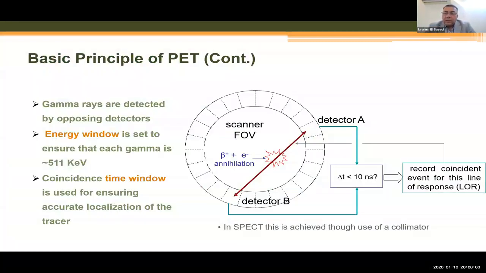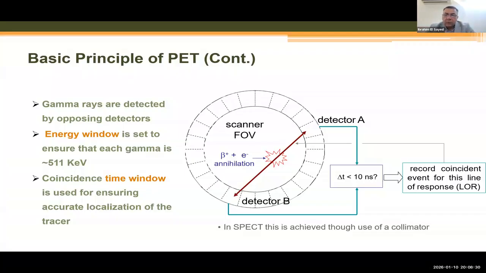The energy window typically is set around 511 keV, like we said, with an acceptance window from 400 to 650 keV to allow for the energy resolution limitation in the detector, while still rejecting photons that have scattered or lost significant energy. So all photons that are away from this window will be rejected.